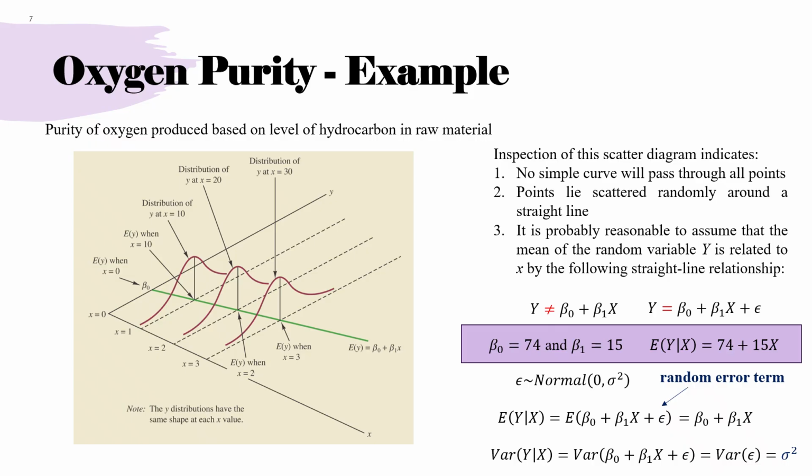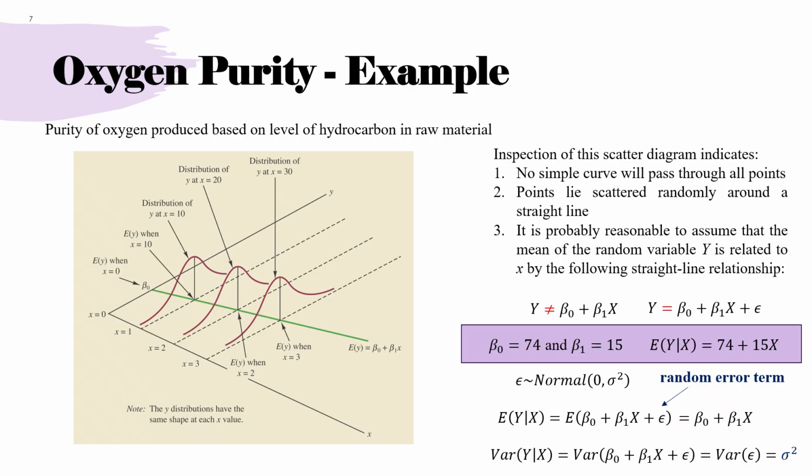Suppose the best fitting intercept and slope for these 20 observations are 74 and 15, respectively. This means that when the level of hydrocarbon in the raw material is 1, the purity of oxygen follows a normal distribution centered at 89. We get this 89 by adding 74 to 15 times 1. We would therefore report 89 as the most probable, or expected, value of the oxygen purity.